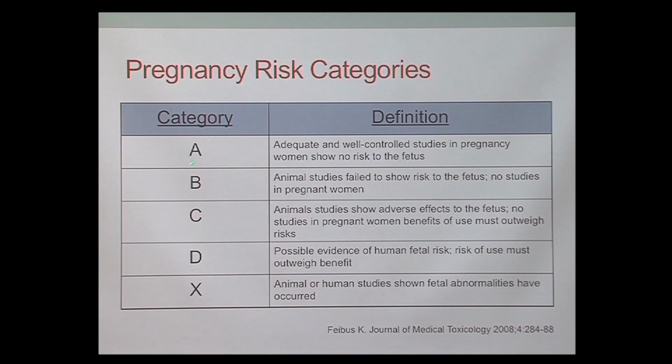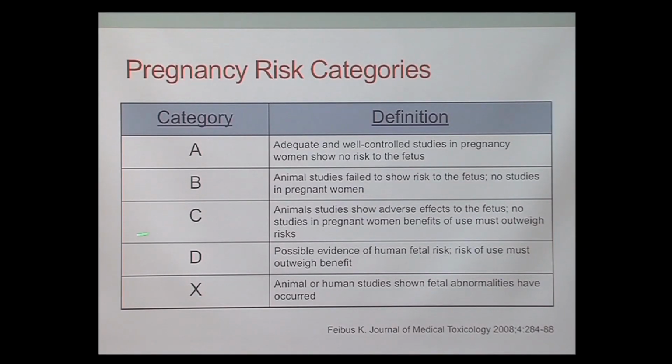Now, we'd like to give people category A. Category A is the safest. That means we have studied it really well in pregnancy. As you can guess, there are very few medicines in category A, because how many people are exposing themselves and deciding to go get studied while they're pregnant? Often those studies occur because someone's pregnant and has been exposed to that medicine. What realistically is out there for most medicines is really class C here.